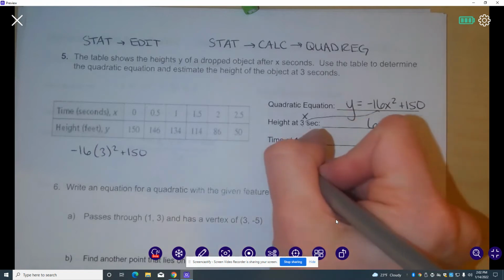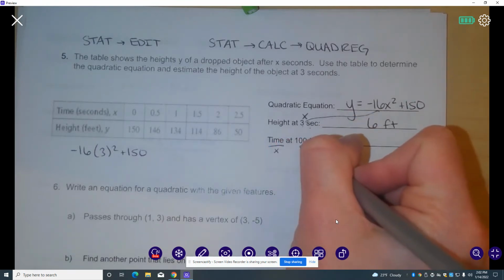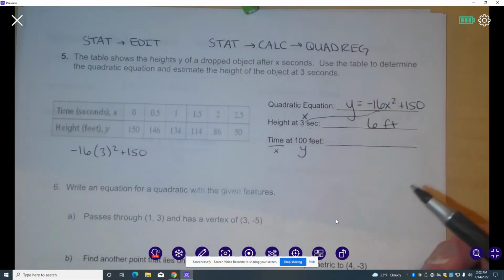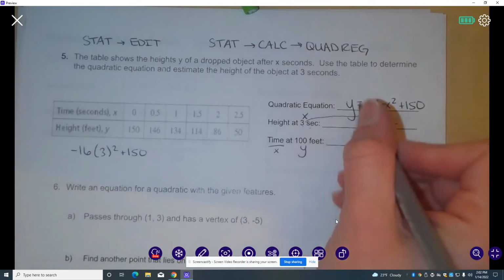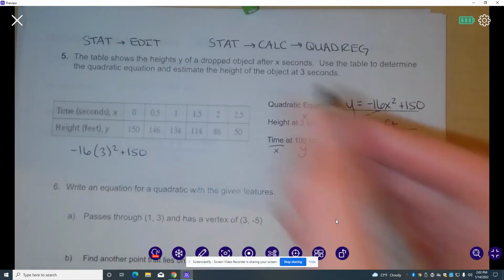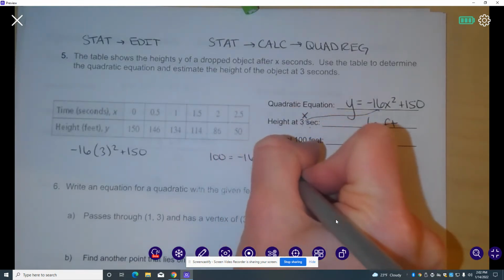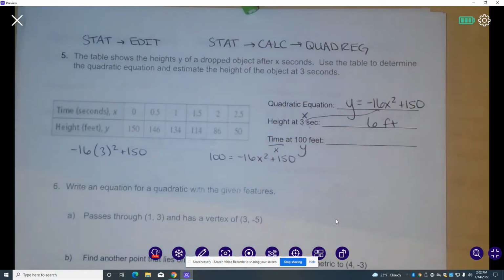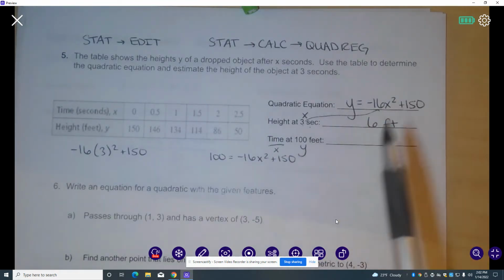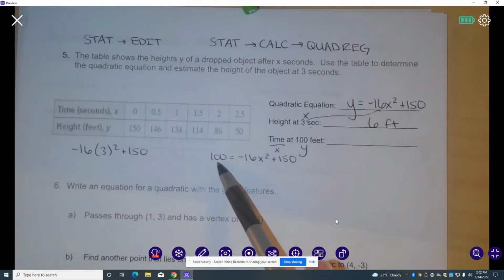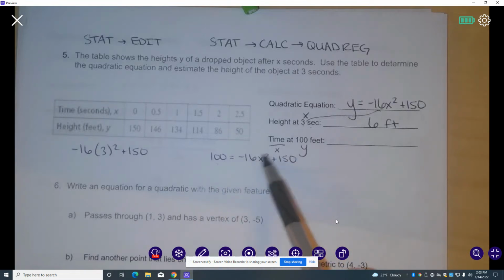Now I want to find the time, or my x value, at 100 feet. And 100 will get plugged in for y this time into my equation. So 100 equals negative 16x squared plus 150. Now there's a couple ways you could solve this equation. You could graph it and find the intersection at a y value of 100, or since I just have an x squared term, I can solve this using square roots.